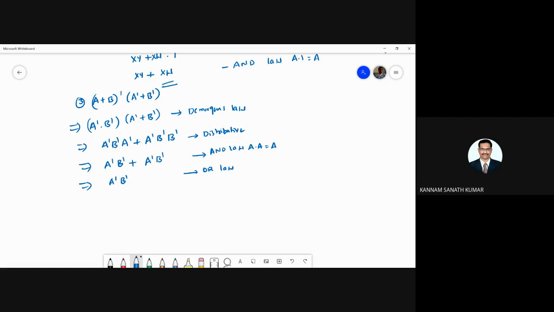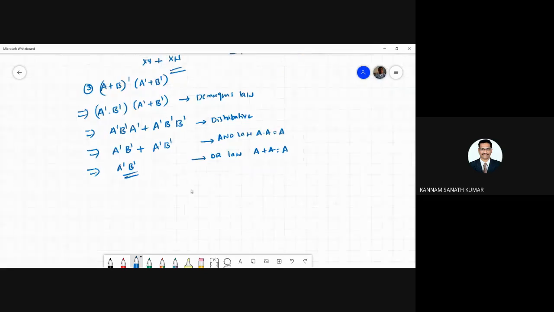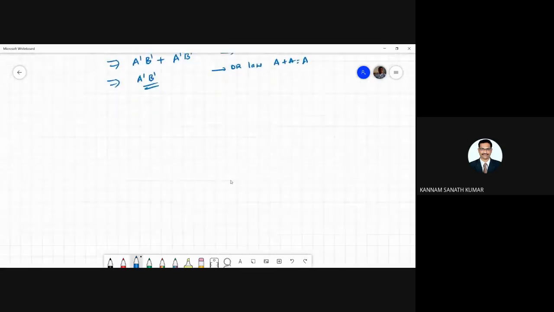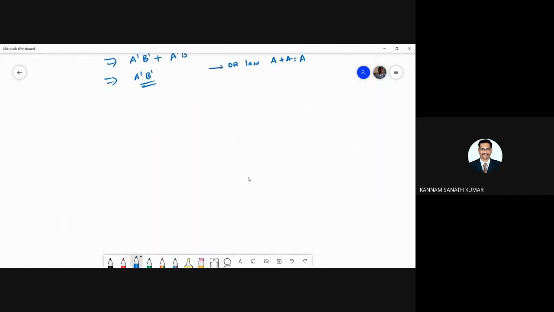From OR law, what is OR law? A plus a equal to what? A. So this is my final expression. The given expression, I minimize the given expression into minimum number of literals a dash and b dash. So these are from previous questions.